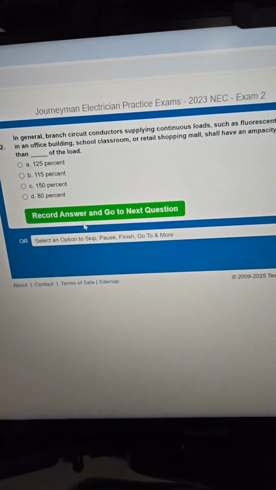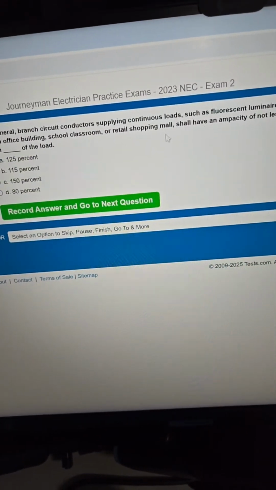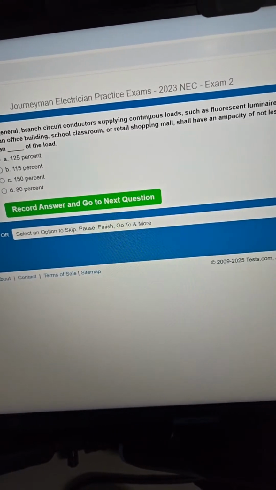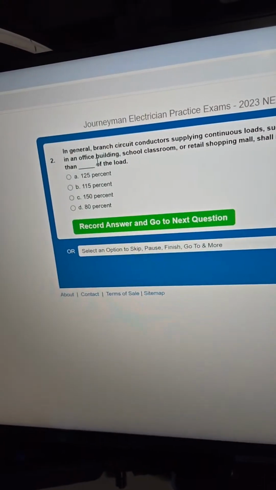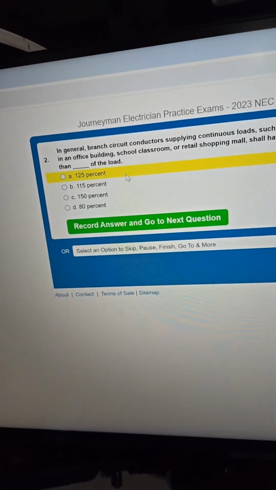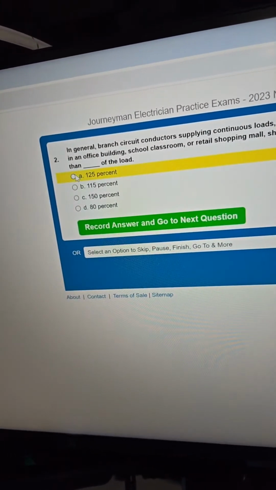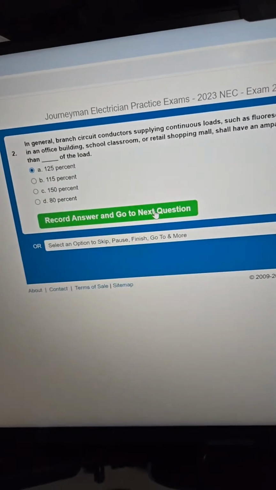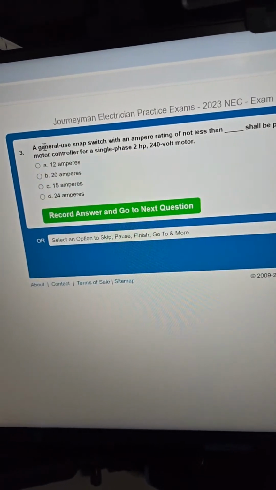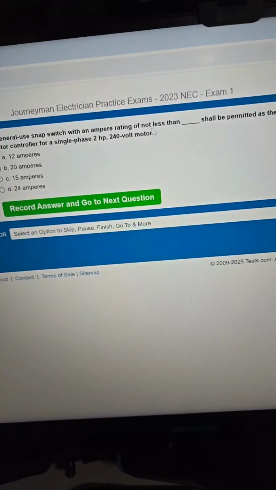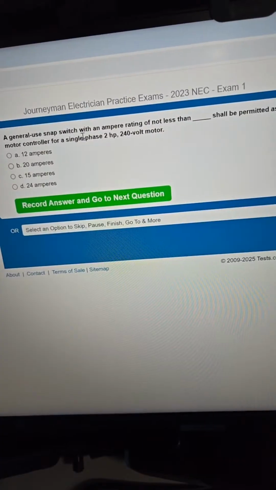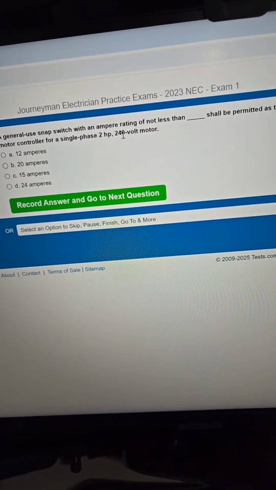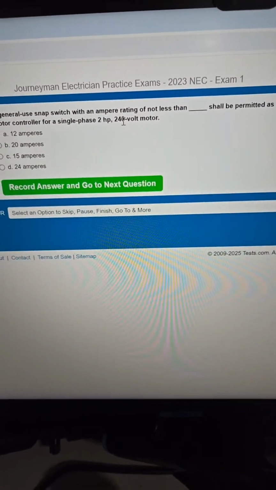I don't know, but we only got 20 minutes, so we're just going. In a general branch circuit, conductors applying continuous load, such as fluorescent luminaires in an office building, school classroom, or retail shopping mall, shall have an ampacity not less than blank of the load. So it is continuous load, which is 125%. Next. General use snap switches with the amperage rating not less than blank shall be permitted as the motor control for a single phase 2-pole 240 volt motor.